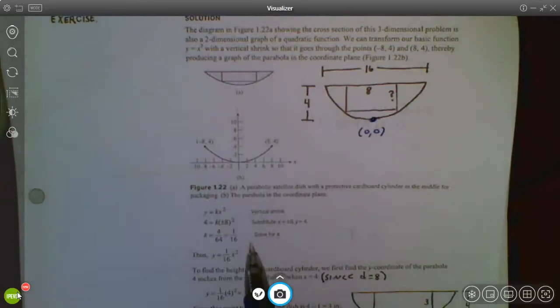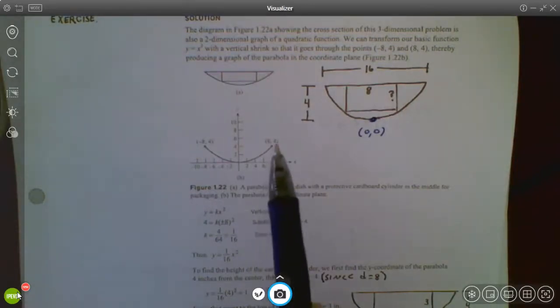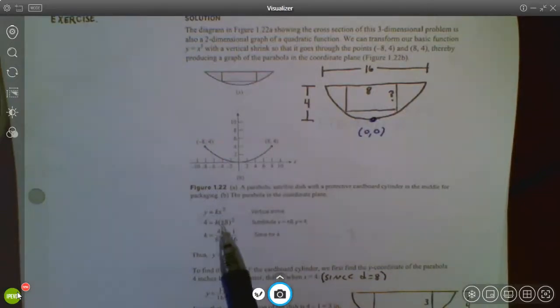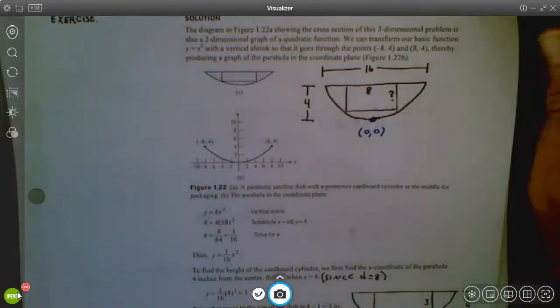So we're just picking either point on the graph, right? This one or this one, and we plug in the 8 for x and the 4 for y so that it looks like this. And then if you solve for k, we figure out that it's 1/16. So here's our model, right? So we can now see it as y equals 1/16 x squared.